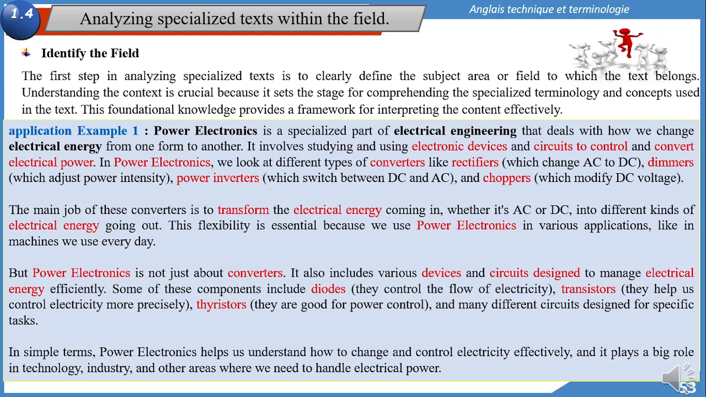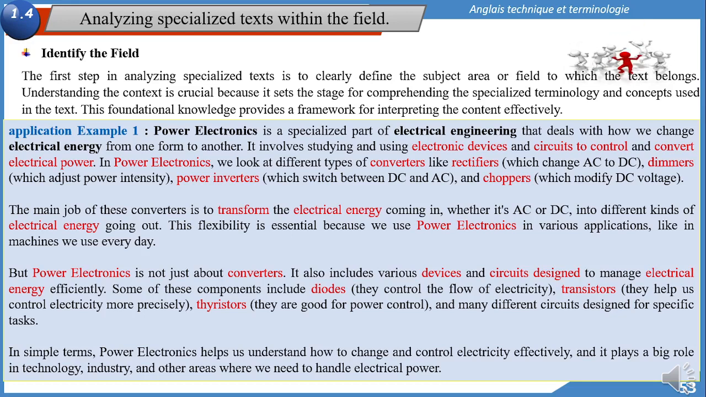So, the first one is identify the field. Begin by figuring out what area or subject the text is about. This helps you understand the context, like the background of a movie before watching it. Knowing this helps you grasp the special words and ideas in the text. So let's start with this example.